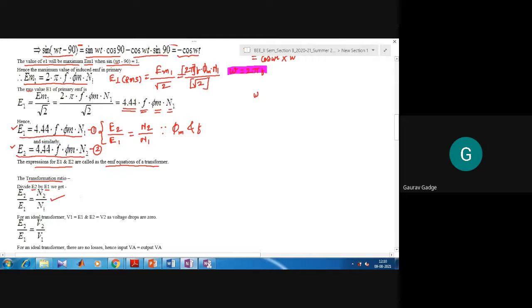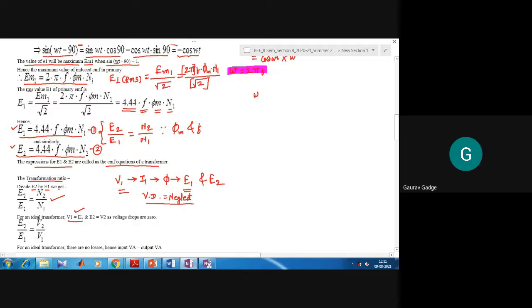Now for an ideal transformer, V1 is equal to E1. See, when you give supply voltage to the primary side of the transformer, current starts passing through it, the flux gets developed there, and flux induces EMF E1 on primary and E2 on secondary. So can I say V1 is equal to E1? Yes, we can say that, neglecting voltage drop.